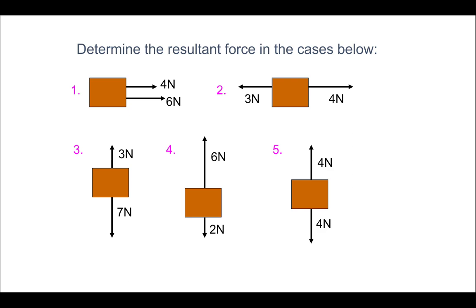You can give this a pause if you want and solve these, and I'll go through the answers. The first one, 4 and 6 to the right, simply gives us 10 Newtons. This one is 4 minus 3, which is 1 Newton to the right. This one would give 4 Newtons down. This one you should get 4 Newtons upwards. And this last one, the 4 and 4, will actually cancel out and give a resultant force of 0 Newtons. Let's keep going.